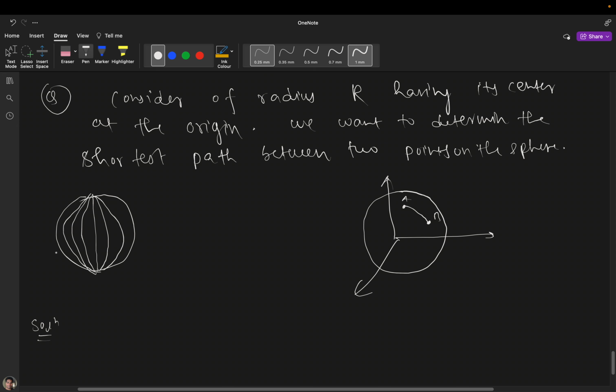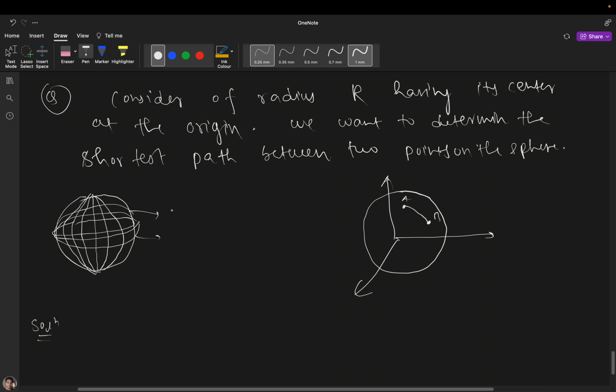In the horizontal direction it is something like this, right? Yes, sir. So what are these curves? These curves are actually circles surrounding the earth's surface.